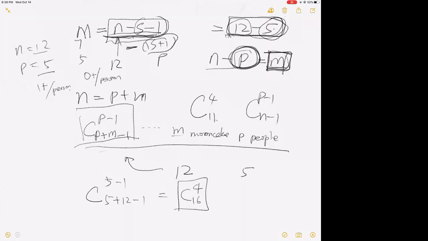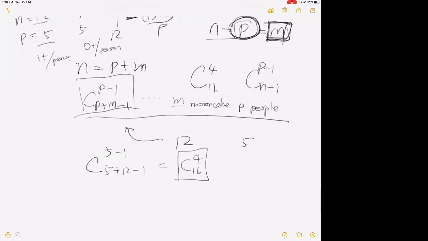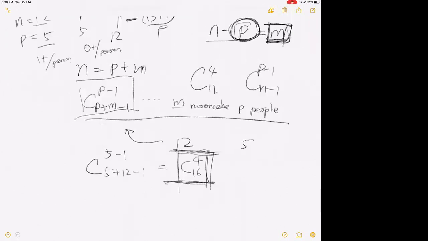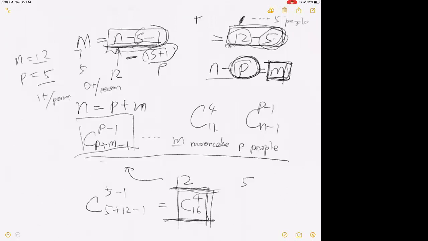Okay, good. Anyone else? I still need an intuitive way of understanding this. Why is it C(16, 4)? I'm really confused on this. So what was N again? N was the original mooncakes. So remember when we discussed problem number 2, where I said we have 12 mooncakes and each person will have at least 1, right?